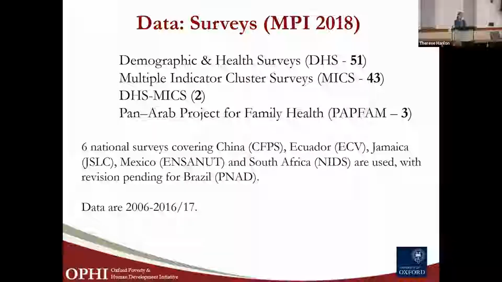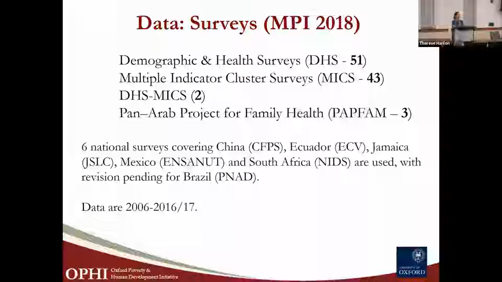So moving to the data, we have Demographic and Health Surveys for 51 countries, Multiple Indicator Cluster Surveys for 43, combined ones for 2 surveys, PAPFAM for 3, and for 6, we use national data sets. These surveys are in the public domain and your students can use them. Simply by sending a project description, they get the password to download the data. It's a huge benefit. All of our data are in the public domain, except the PAPFAM and some of the national data sets.